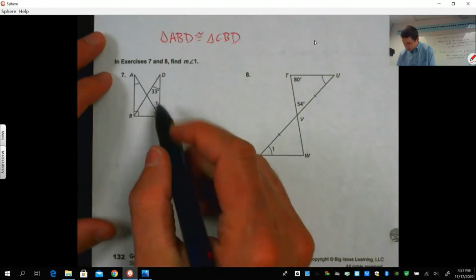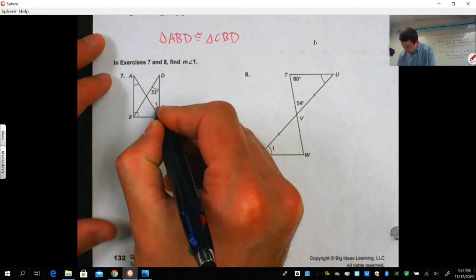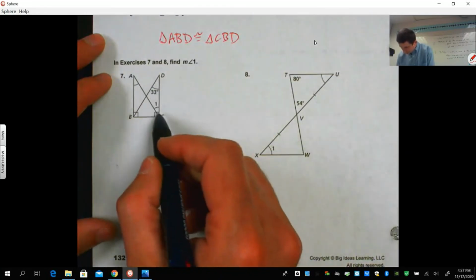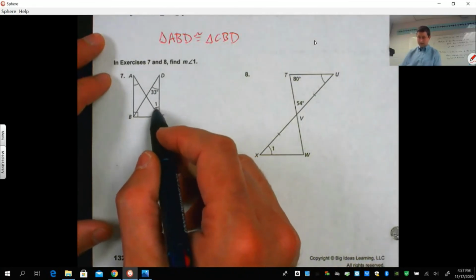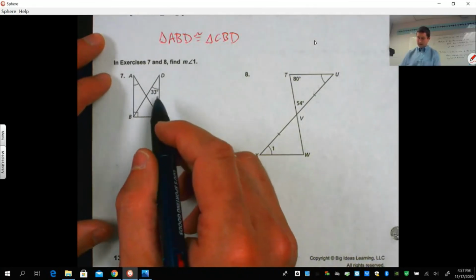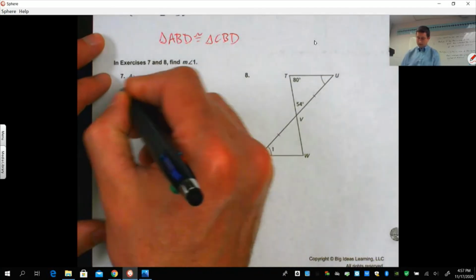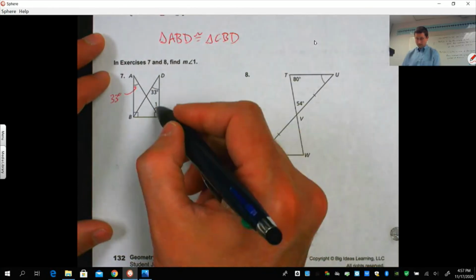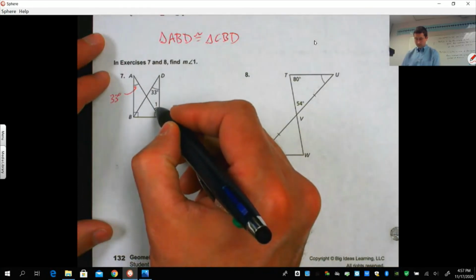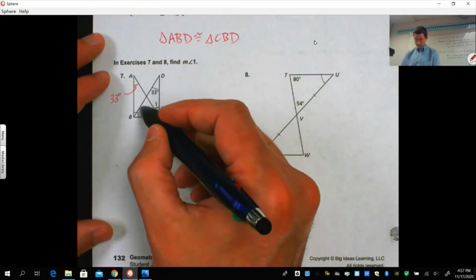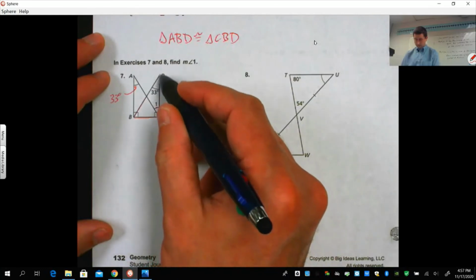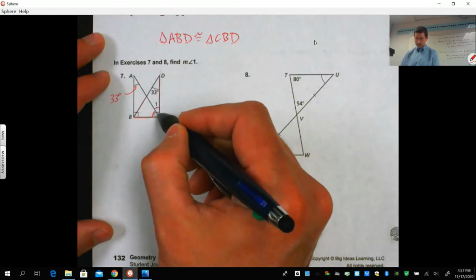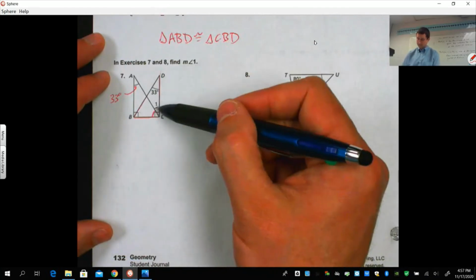Exercises 7 and 8, find the measure of angle 1. And measure of angle 1 is down here. Okay, so this one, I know it has one line there, so you're like, hey, that's 33 degrees. Not necessarily, but we can assume that this one is 33 degrees. Okay, so this angle right here, I want you to look at this triangle here. If we can find this angle, then we can take 90 minus that, and we can get that one. Okay, hopefully you see that.